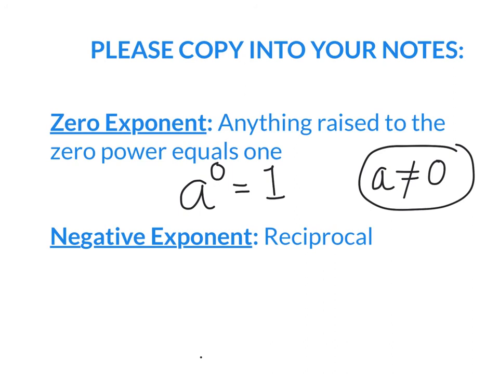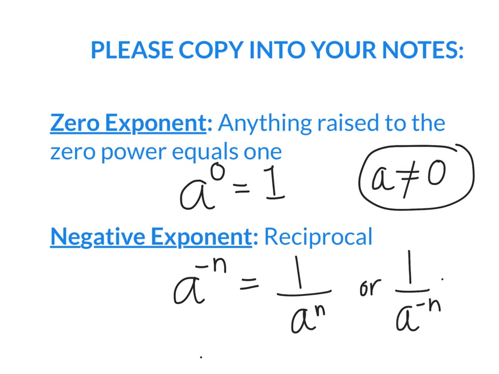And then for a negative exponent, we should be thinking reciprocal. So if we had a to the negative n power, we take the reciprocal of a to the n power, which is 1 over a to the positive n power. So to make an exponent positive, we're essentially going to move it to the denominator. Unless it's already in the denominator: if we had 1 over a to the negative n power, we would move it to the numerator to make it positive.